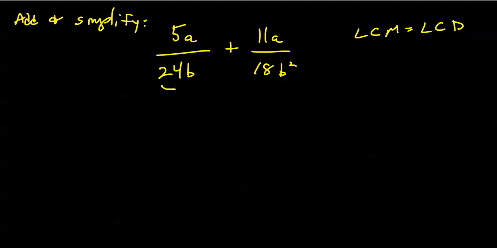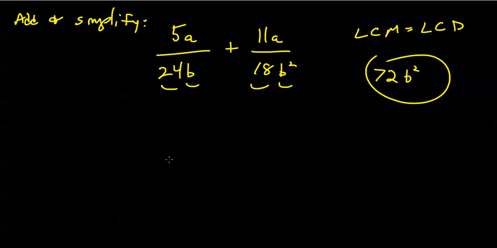Well, you'll have to ask yourself, what's the LCM? What's the least common multiple of 24 and 18? I had to think about this for a minute, and I believe I came up with 72. The LCM of those two coefficients is 72, and let's see, what's the least common multiple of b and b squared? Remember, the LCM is the smallest quantity that contains all factors of both denominators. Well, I claim b squared contains both b squared and b as multiples, so I claim this is the LCD, 72b squared.